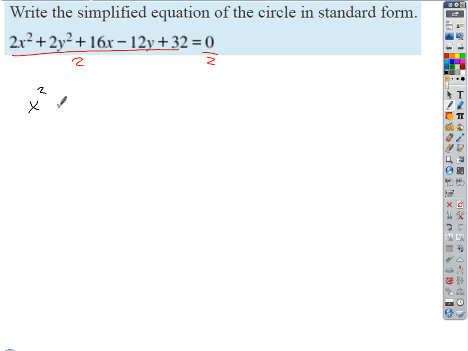x squared plus 8x, good. Leave a space because we're going to add another term there. What about the y's? y squared minus 6y, leave a space. And then here we would have had 16, but we'll move it to the other side and make it negative 16, right? Okay, now you do it. Finish it up.